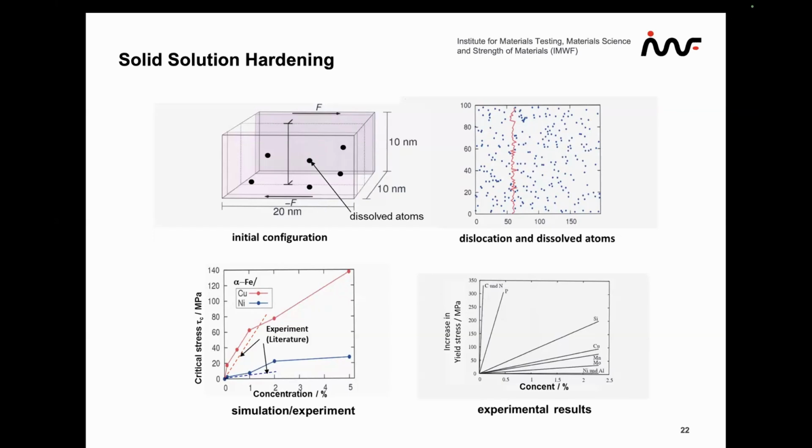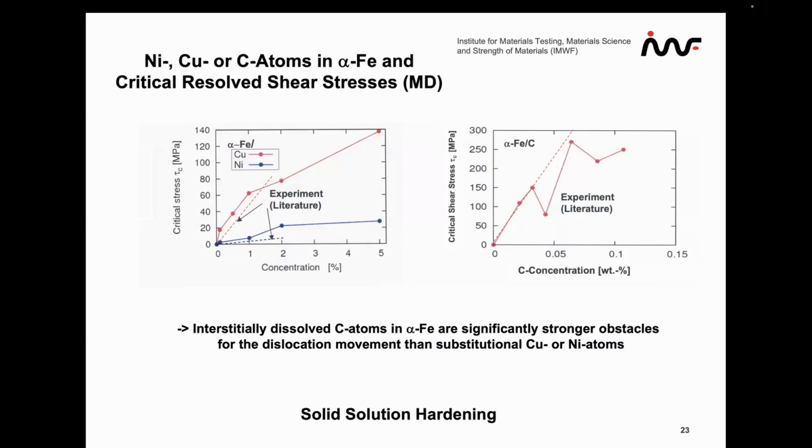Here you see the experiments from model experiments with individual atoms contributing, and what is clear, carbon, nitrogen, phosphorus, which are sitting in between the lattice positions, have a very high strength increase probability. And this is also found here. We can see here that for a factor of 10 lower carbon concentration as compared to copper or nickel, we even get a 10-fold higher strength increase. That means in total a factor of 100 higher strength. And this is the secret of steel, of course.